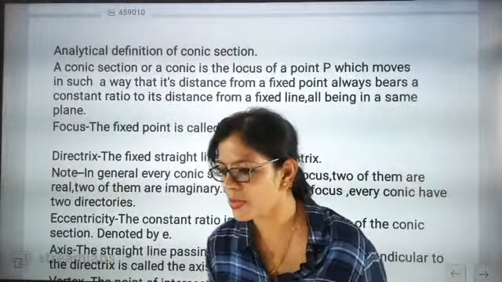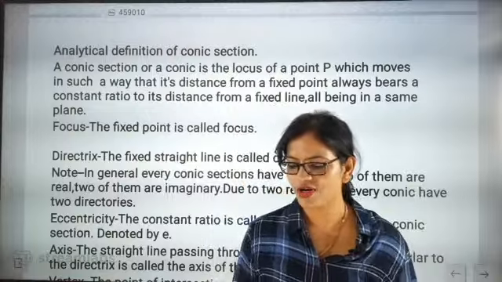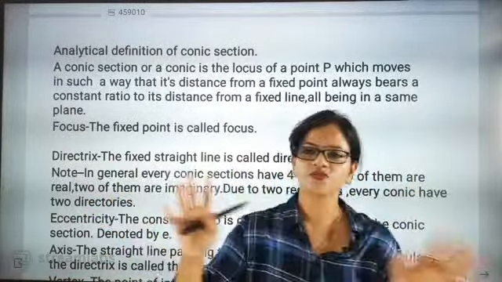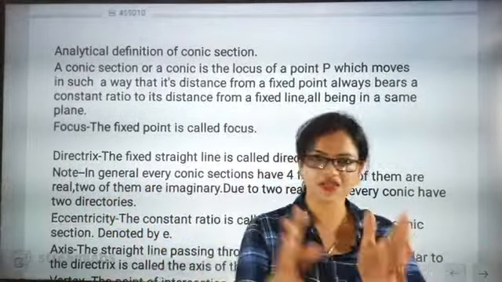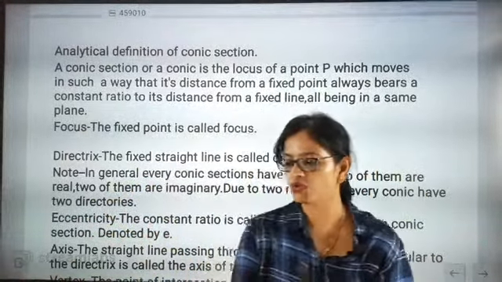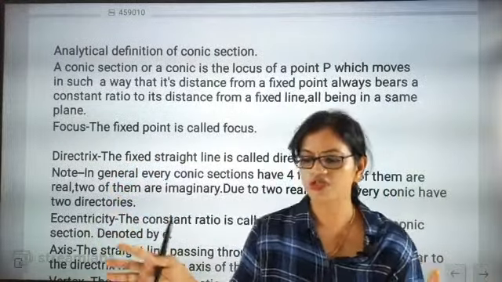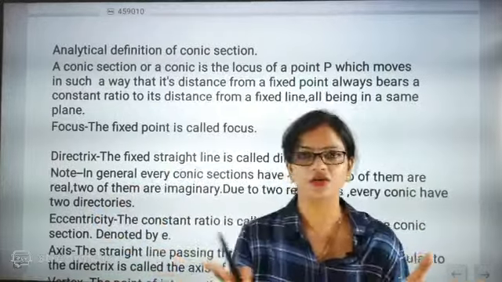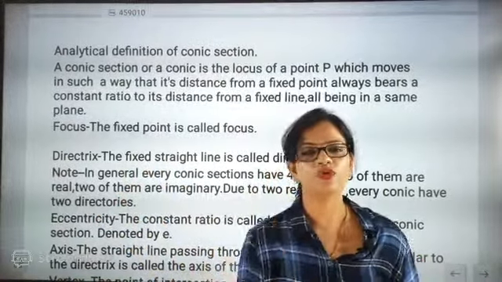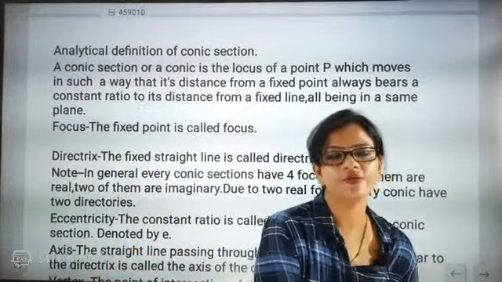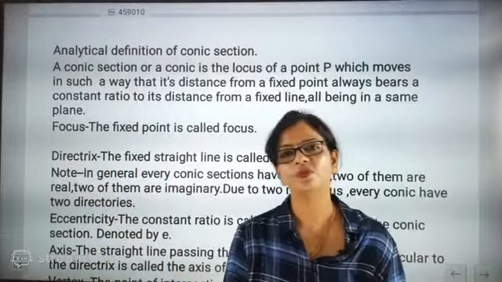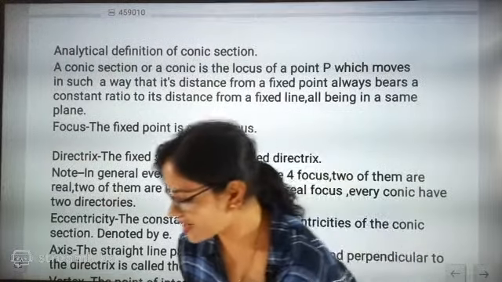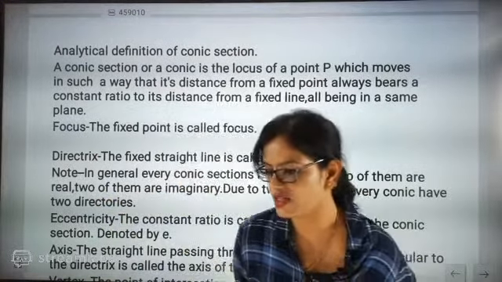I am repeating the content again: four focus will be there. Since four focus will be there, two focus will be real, that is the fixed point, and two focus will be imaginary. Because two focus will be real, two directrix will be there. Repeating the point again, because I think I said something wrong there. There will be four focus, two real and two imaginary. Since two real focus will be there, two directrix will be coming. And for a parabola, how many directrix will be coming? Only one directrix for a parabola.